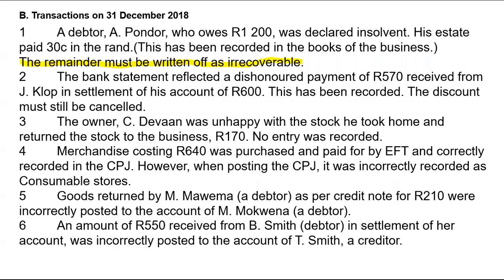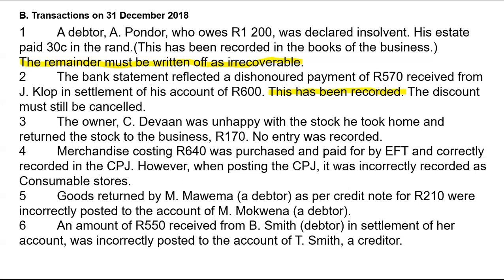Let's go to the second transaction. The bank statement reflected a dishonored payment of 570 received from J. Trop in settlement of his account of 600. Settlement means that the whole debt was paid off. This person paid us 570 to pay off the entire debt, which is 600. Note that they told you that the 570 was recorded. Obviously, this means the 570 was recorded in the CRJ when we received the money, but now we have to reverse it by canceling it in the CPJ. Only 570 was canceled in the CPJ.